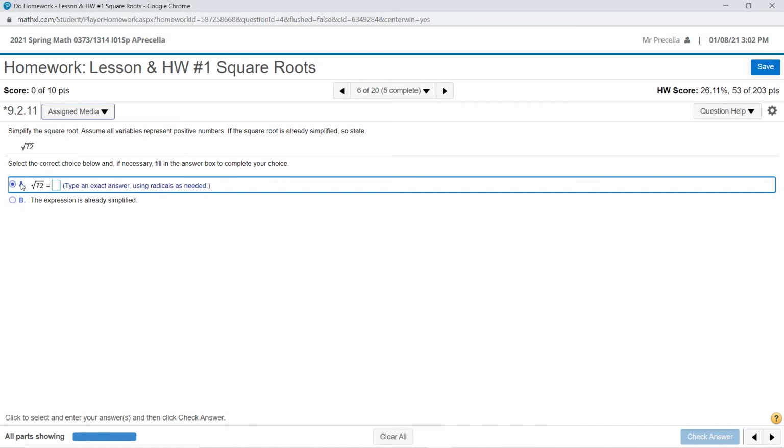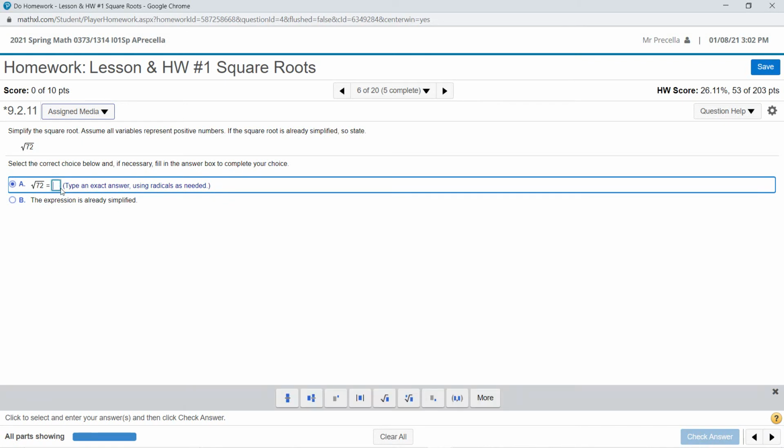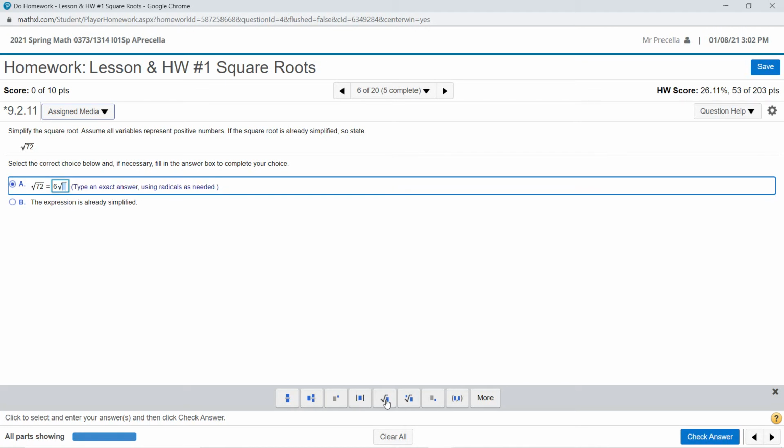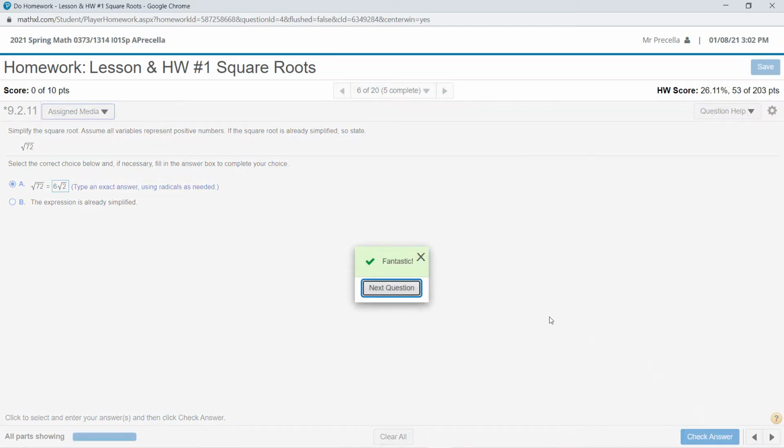Square root of 72 is, notice once I click, you get the tools. 6 square root of 2. And hit enter or check. Either way, it'll check it.